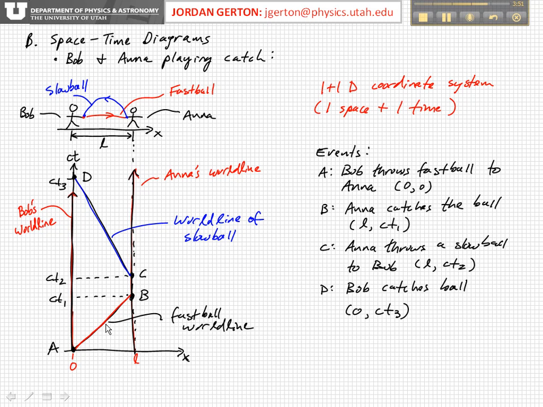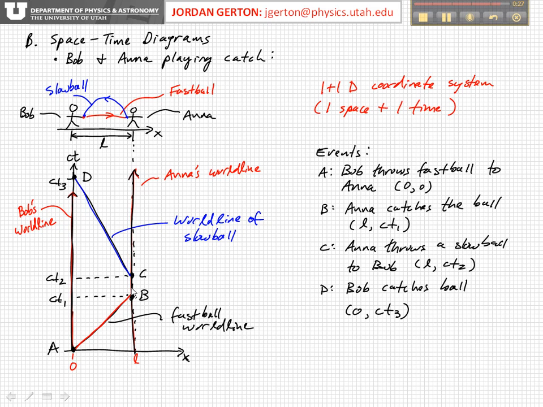The lines on a space-time diagram that correspond to particular processes or movements, the lines that connect events, we call those world lines. So this is the world line of the fastball. I should point out that Anna has a world line that just goes vertically along L straight up, because she's not moving and she's not changing her position in time, and neither is Bob, so his world line goes straight up too.